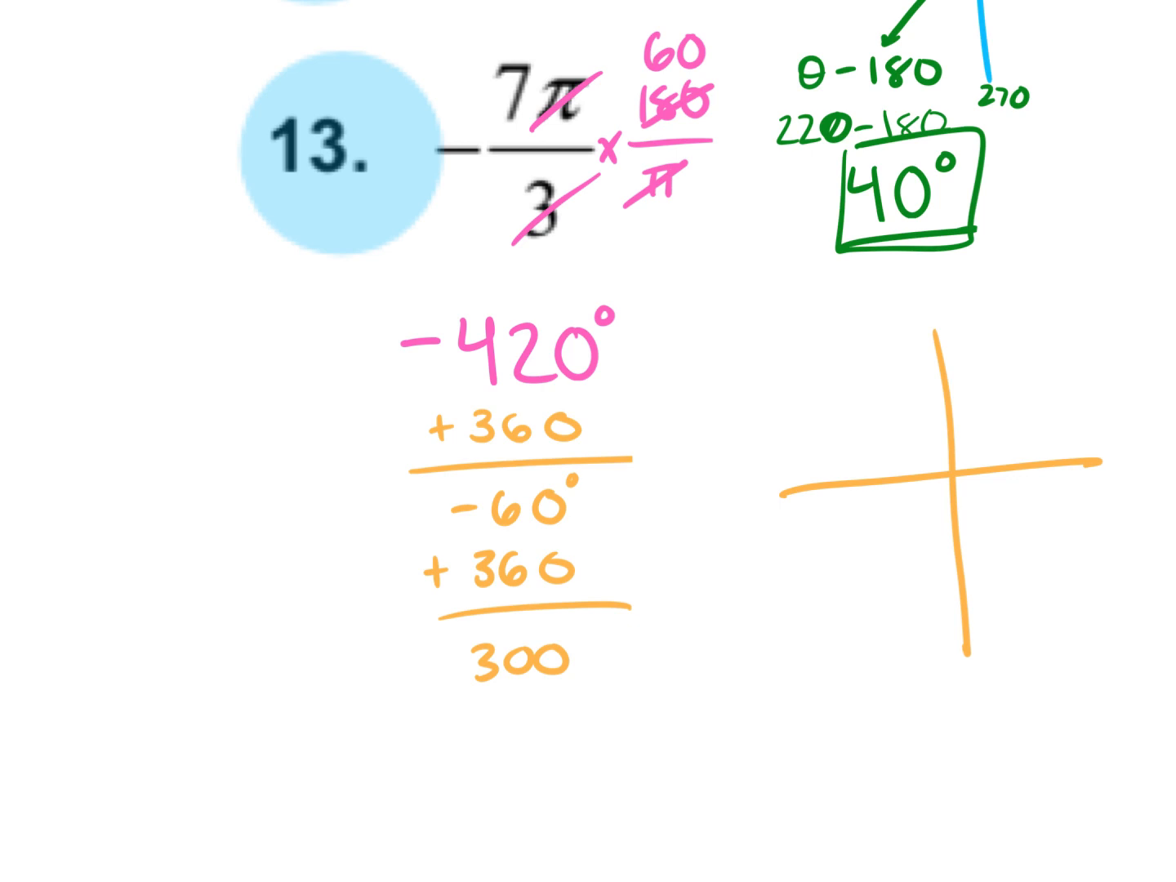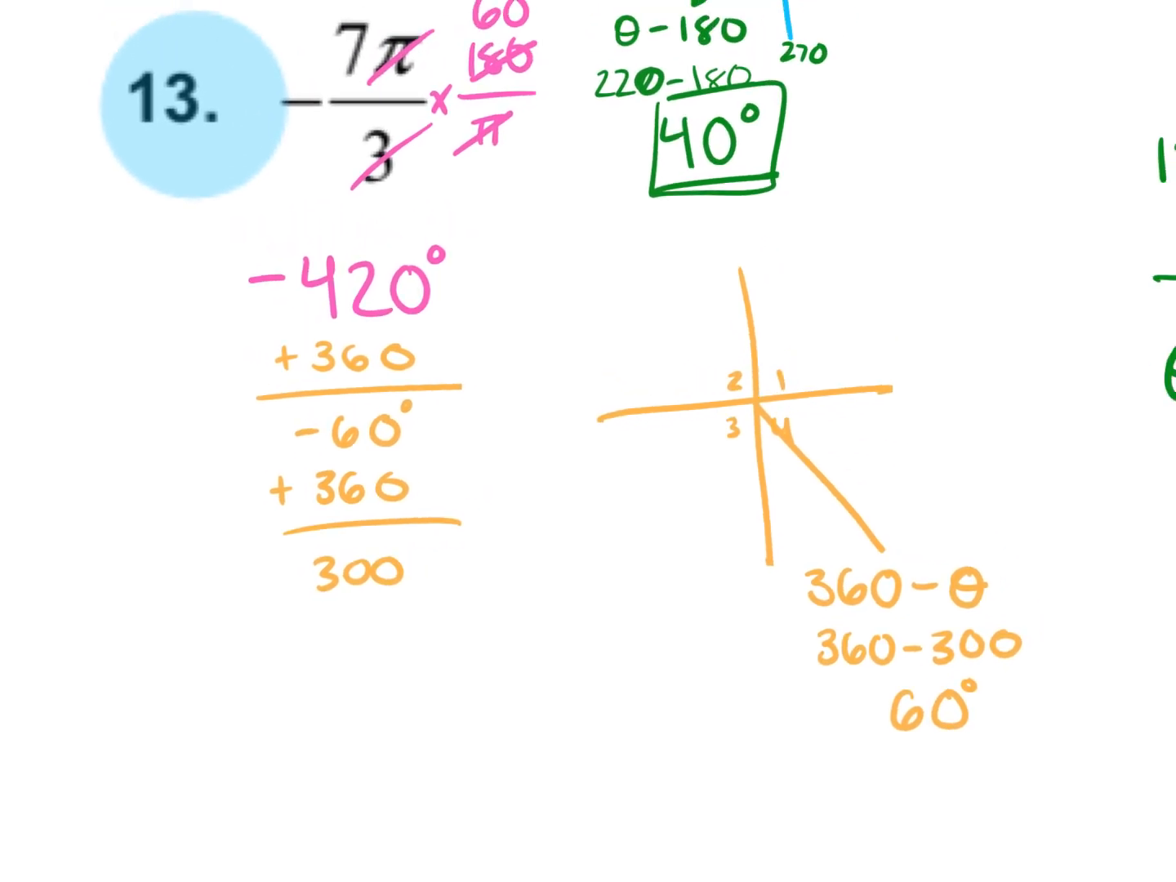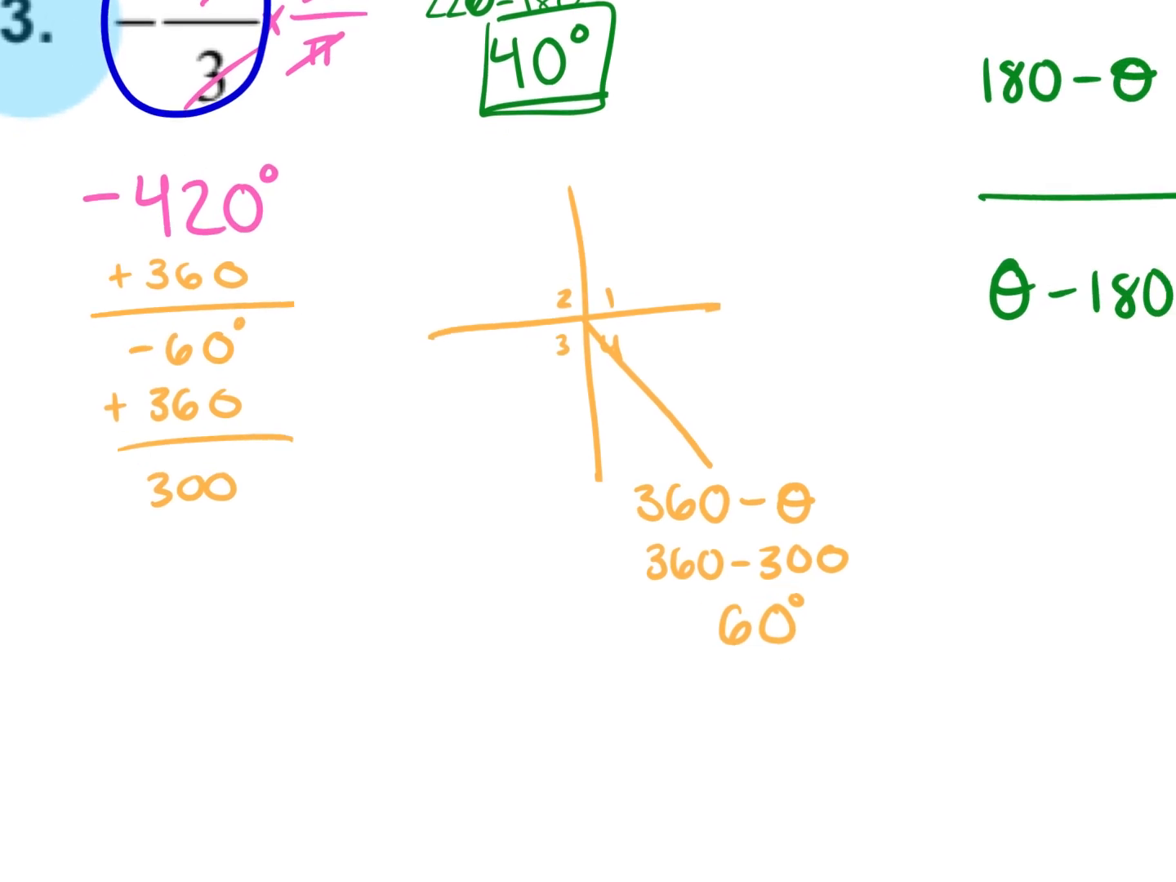So what quadrant are we in now? The fourth quadrant. What formula do we use in the fourth quadrant? 360 minus theta. So we would do 360 minus 300, which would be 60. So 60 degrees is our reference angle. Can we leave our reference angle in degrees here? No, because the question gave us radians. So we need to convert back. So we're going to multiply by pi over 180. How many times does 60 go into 180? 3. So what would our answer be? Pi over 3.